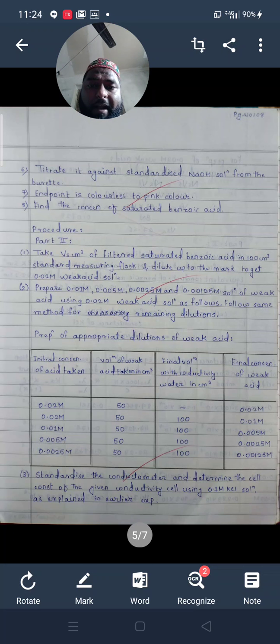Then what is the second part? Whatever concentration we got for the saturated solution of the weak acid, from this concentration we will prepare further solutions with different concentrations. Here you can see 0.02 molar, then 0.01 molar, 0.005 molar, then 0.0025 molar.